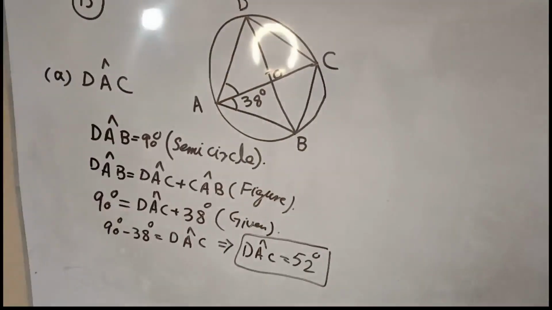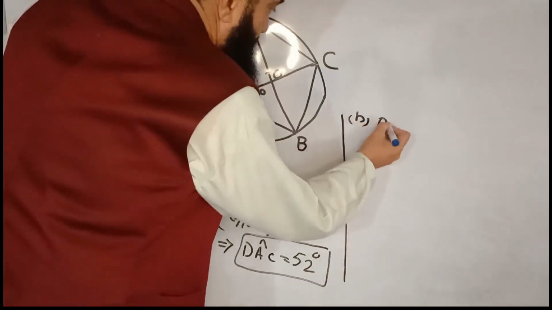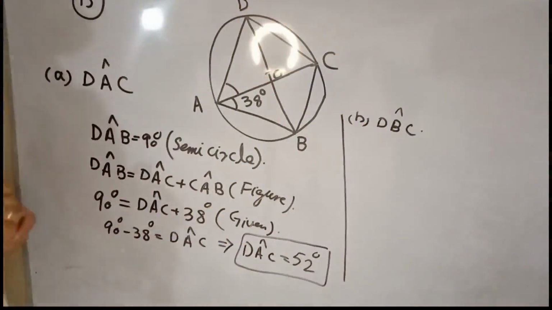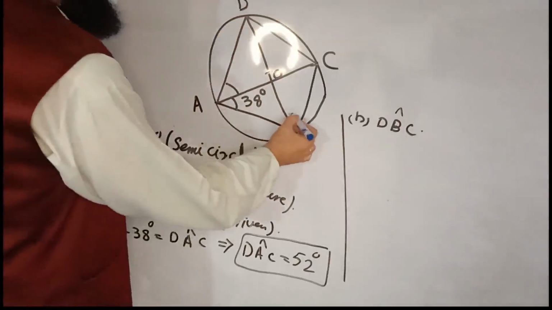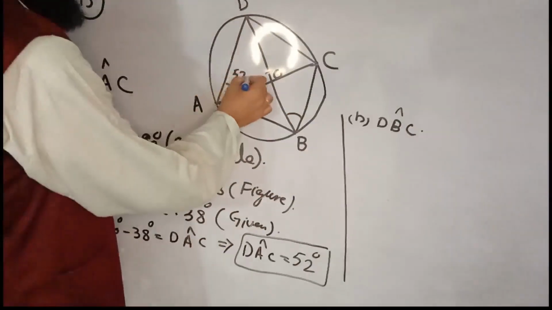The second part, or B part of this question, is that we have to find DBC. DBC is the angle subtended by chord DC at B. This is chord DC, and this is the angle subtended by it here. This angle we have to find, and this angle we have found is 52 degrees.